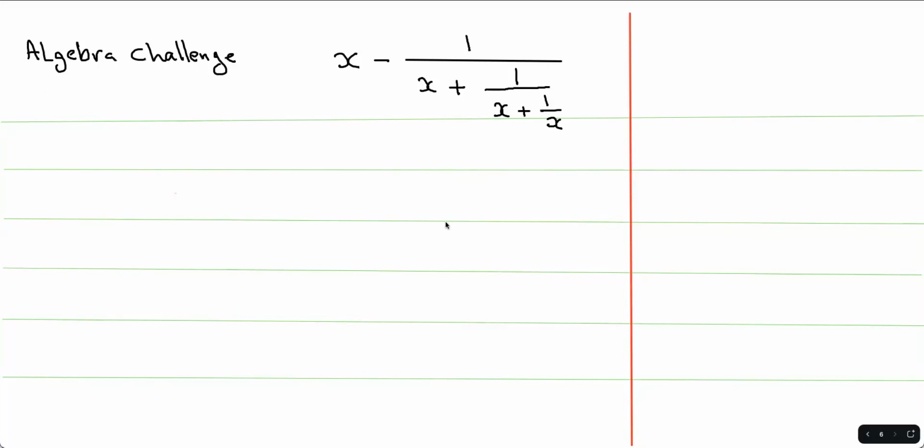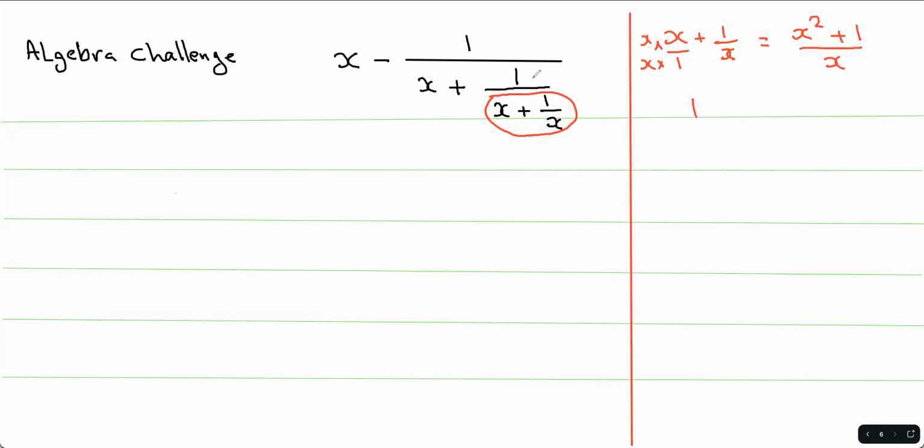Algebra challenge. So it looks complicated, but let's break it down little by little till we get to the answer. What we're going to do first, I'm going to do this first: x plus 1 over x. I have to do a common denominator, so we'll multiply this by x, and then multiply this by x, top and bottom. So what this gives me is x squared plus 1 over x, the common denominator.